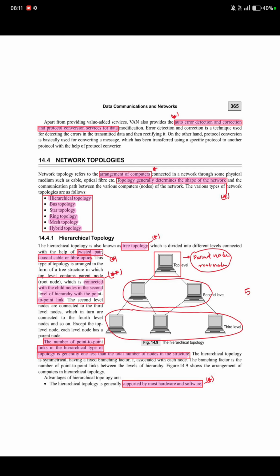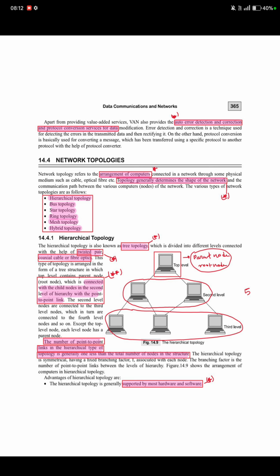Network topologies. Arrangement of computers. Topology generally determines the shape of the network. The shape of the network is topology. Topologies are as follows: hierarchical topology, bus topology, star topology, ring topology, mesh topology, hybrid topology. Hierarchical topology is a tree topology.